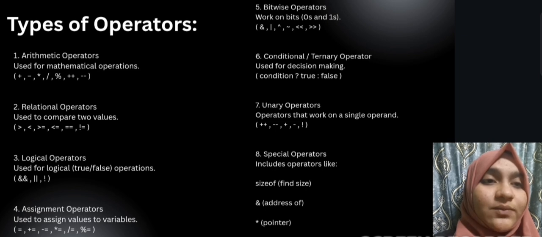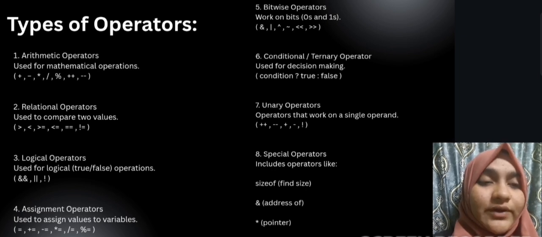Unary operators are operations that work on a single operand, such as increment and decrement. And then special operators include operators like sizeof, address-of, pointer, and comma. Then the arithmetic operators.